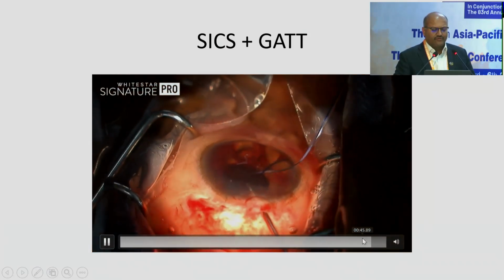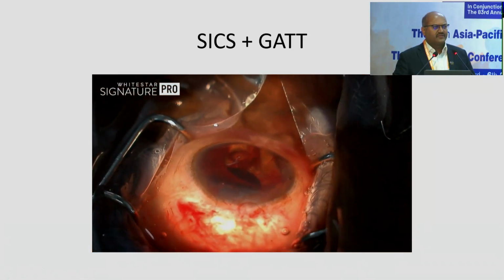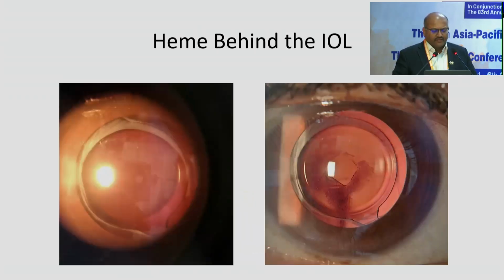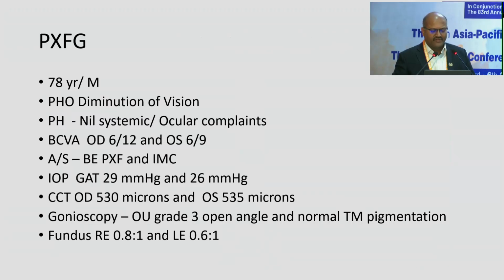So if you have a low pay patient, you can always do a manual GAT with a SICS. Now this is something which everybody has experienced. You have heme behind the intraocular lens, and you should be ready to lyse the capsule very quickly. Within a month or so, you may have to, because the patient will be very uncomfortable. He's paid a lot of money to see well, and because of this, he'll have low vision. So you may be forced to do a YAG capsulotomy very early.